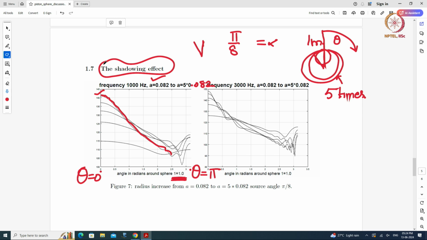And of course, as usual, you have these interferences which are more and more, because lambda is getting reduced as omega is going up. And you have this amplification at the back end, that is due to symmetry. So these are some of the most dominant features with respect to sound radiators.